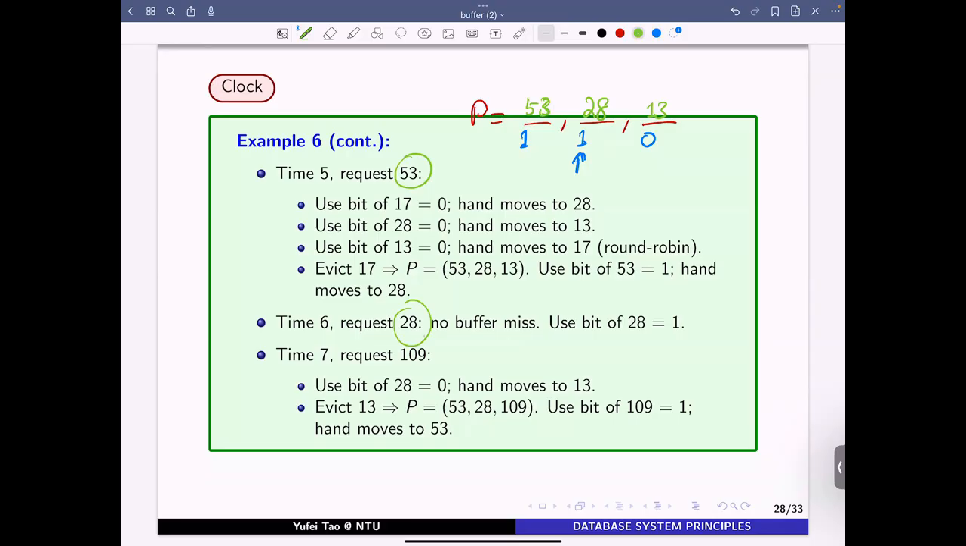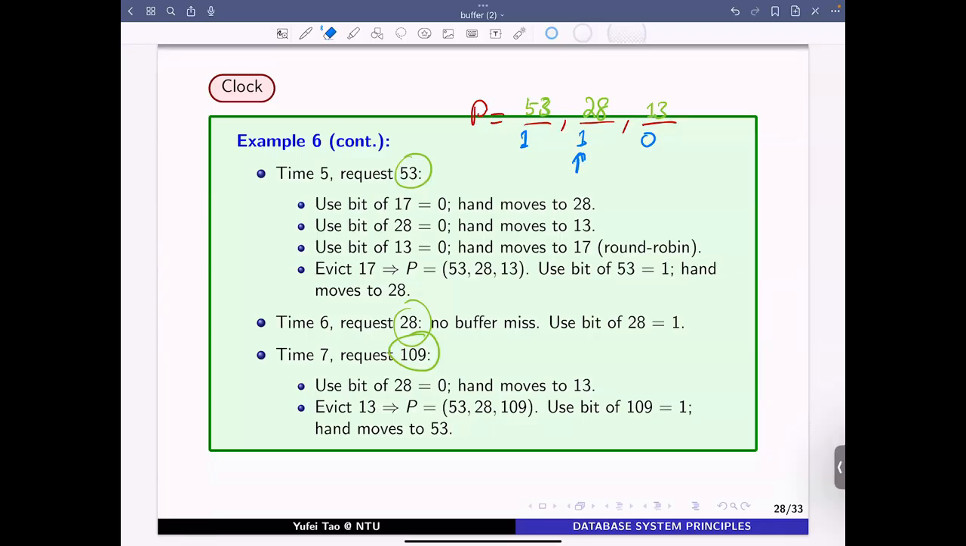Now you come to 109. We got a miss. The hand still is at the position of 28. We have to stick to the algorithm. You don't ask me, hey, 28 was accessed at time 6, why didn't you move the hand? We do not move the hand. I said you move the hand only when you want to empty something. That's just how the algorithm runs. You have to stick to it. You cannot really try to be creative here.